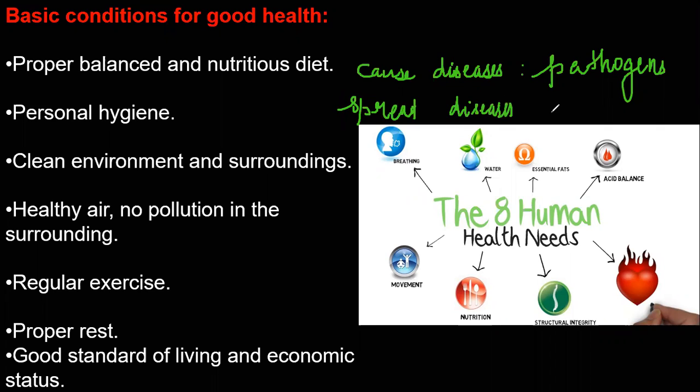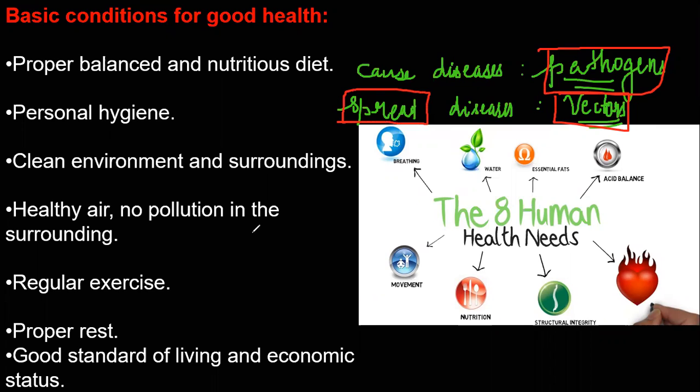And what are the organisms that spread diseases? You will be calling them vectors. Vector and pathogen. You may be asked a question like this: differentiate between pathogens and vectors. A vector is an organism that spreads diseases. For example, rats, flies, mosquitoes, etc. are vectors. The organisms that cause diseases are pathogens.